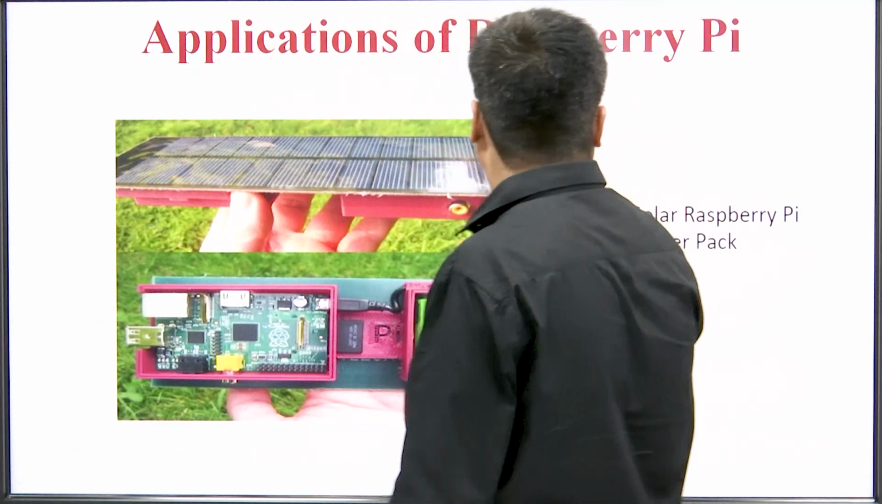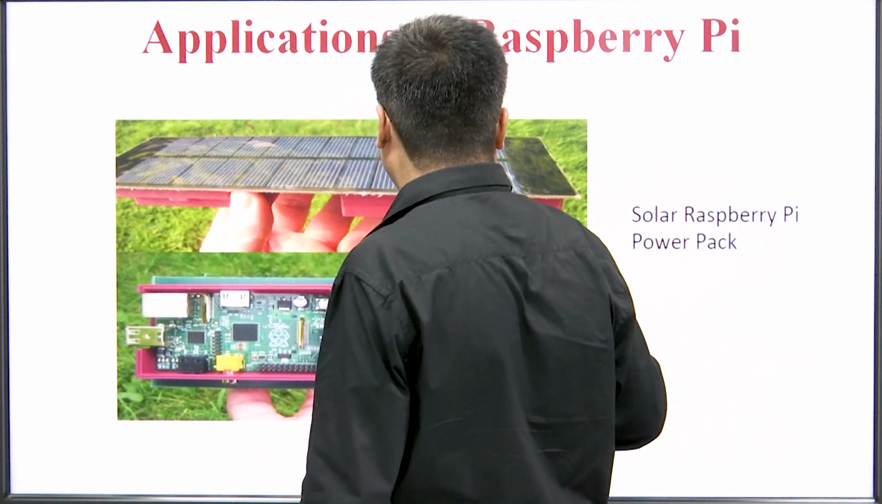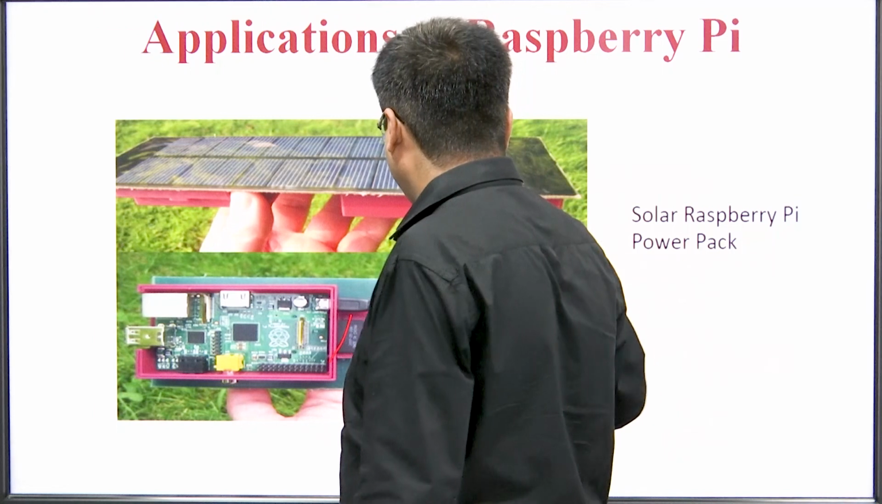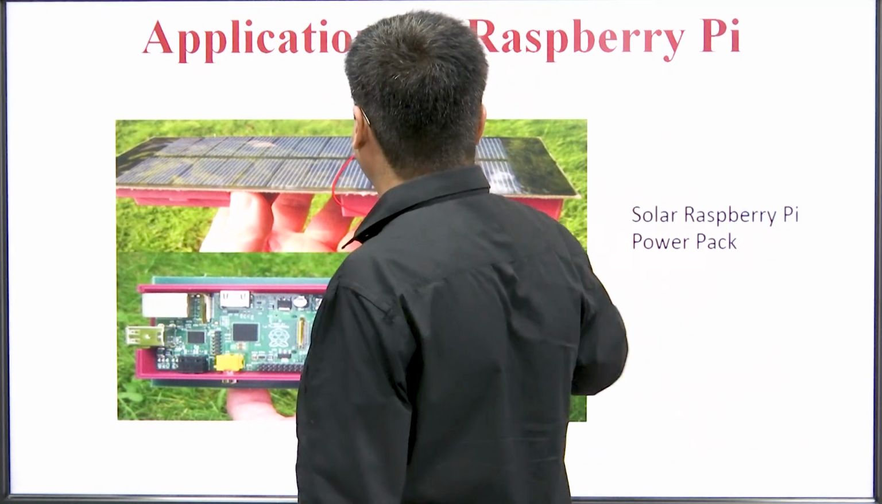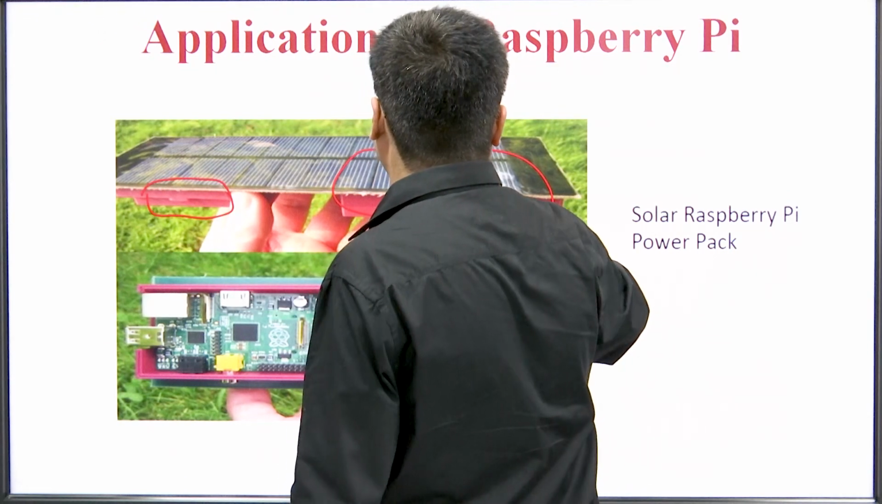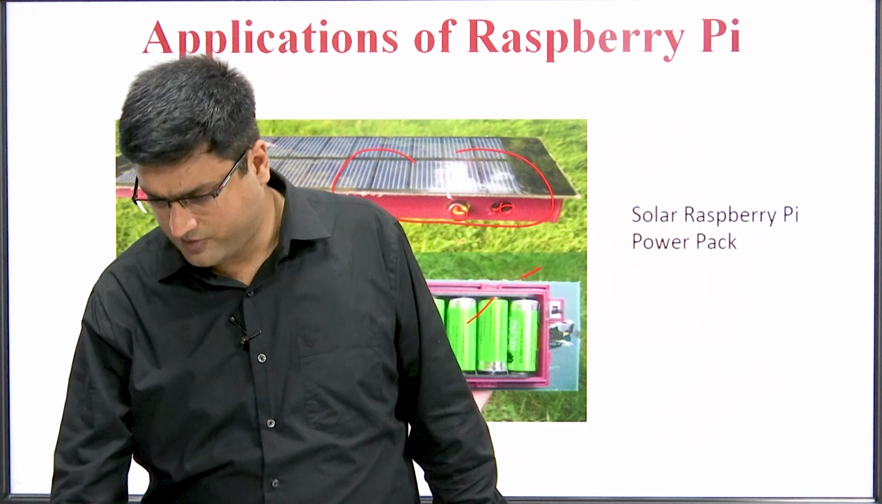So, solar Raspberry Pi, power packs are there, solar panels. Raspberry Pi can be used in solar panels and power packs as well, you can see here. Solar panels here, there are the Raspberry Pi boards, these are the jacks through which solar panels can be enabled through Raspberry Pi.